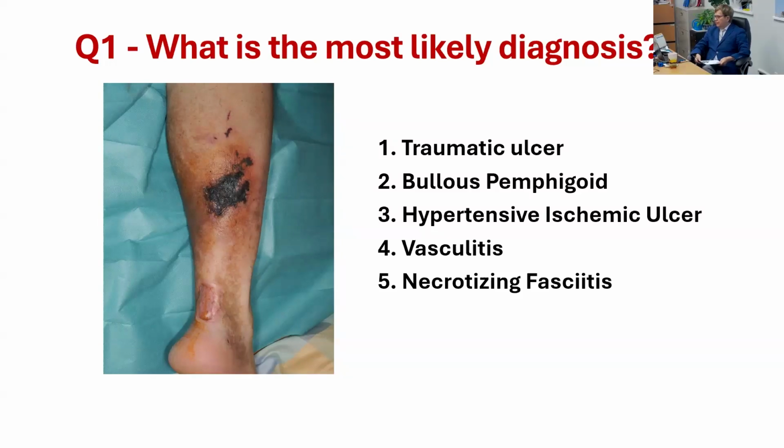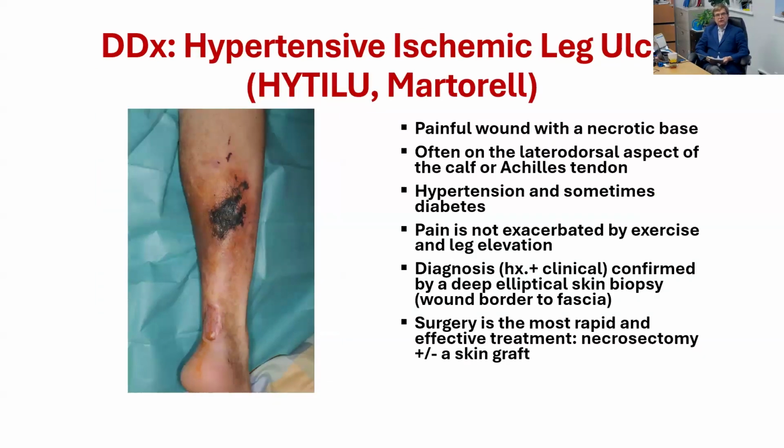Okay, so the most prominent answer is vasculitis at 38%, and then at 22% we have traumatic and hypertensive ischemic ulcer, at 16% necrotizing fasciitis, and 1 vote for bullous pemphigoid. Well, in fact, on the next slide, this is a hypertensive ischemic ulcer.